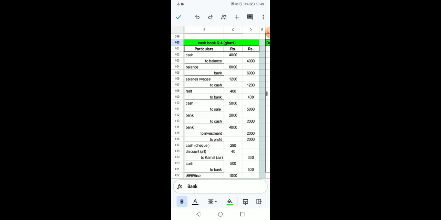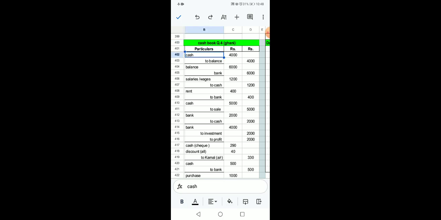We are on first entry. There are two elements: cash and balance. And here I would also like to explain, we will be focusing only on these three elements: discount, cash, and bank. And if there is anything present in the journal entry which is not cash, which is not bank, which is not discount, we will ignore it, we will leave it, we will skip it.